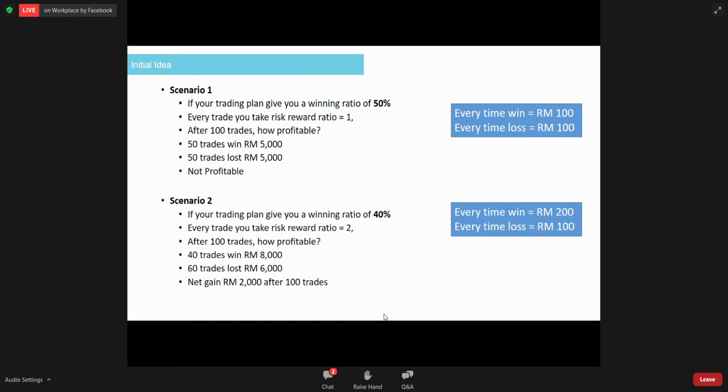In scenario 2, even with a lower winning ratio, because every time you win 200, winning 40 times will bring you 8,000 ringgit. The 60 trades lost at 100 ringgit each will be 6,000. So your net gain is 2,000 after 100 trades. In this scenario, you're still able to cover the cost and still be profitable. And this is a simple logic.